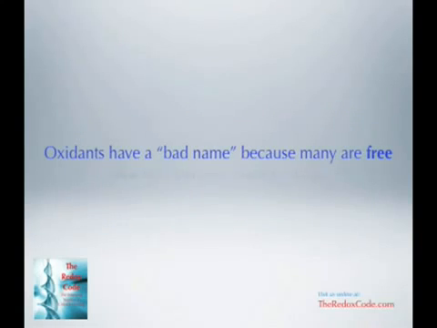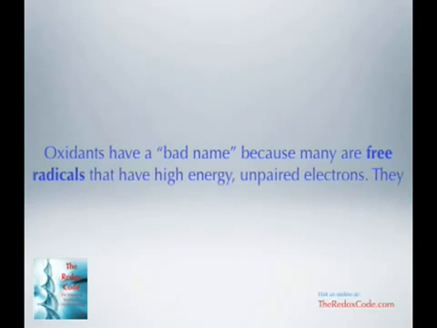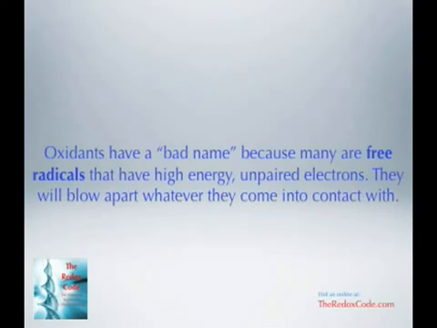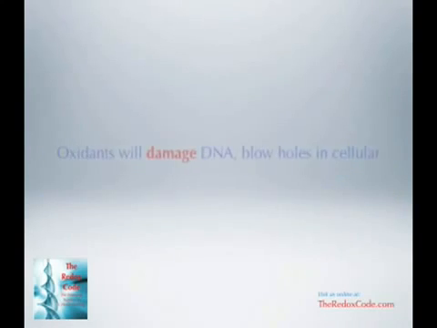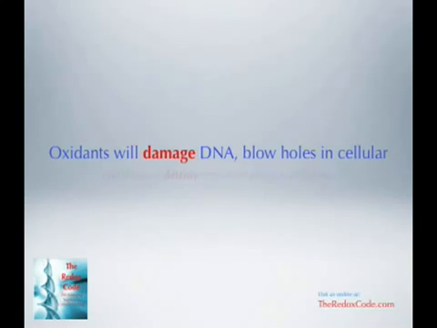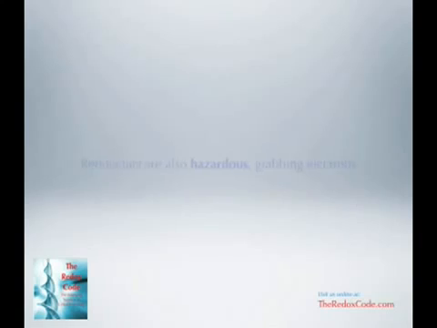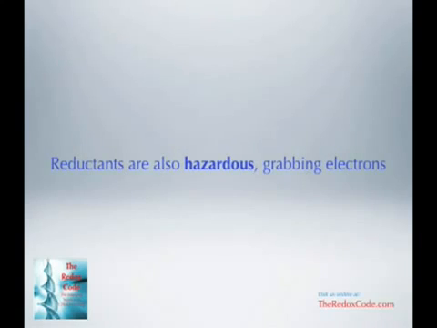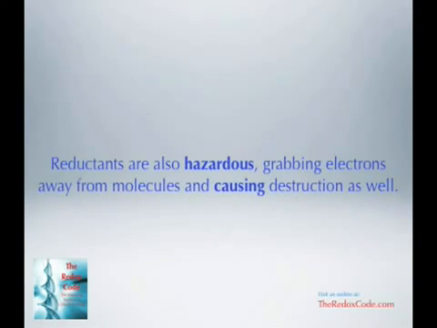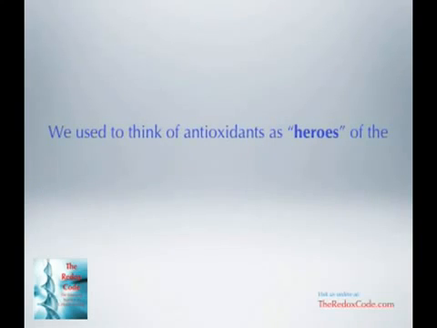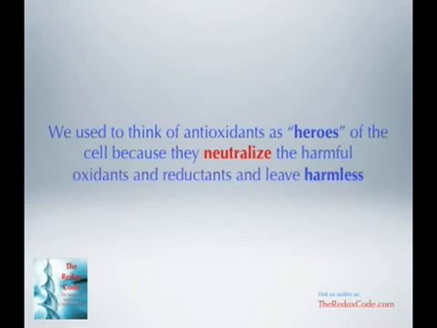Oxidants have a bad name because many are free radicals that have high energy, unpaired electrons, and they will blow apart whatever they come into contact with. Oxidants will damage DNA, blow holes in cellular membranes, destroy important proteins, etc. Reductants are also hazardous, grabbing electrons away from molecules and causing destruction as well. Now, we used to think of antioxidants as the heroes of the cell because they neutralize harmful oxidants and reductants and leave harmless seawater molecules in their wake.